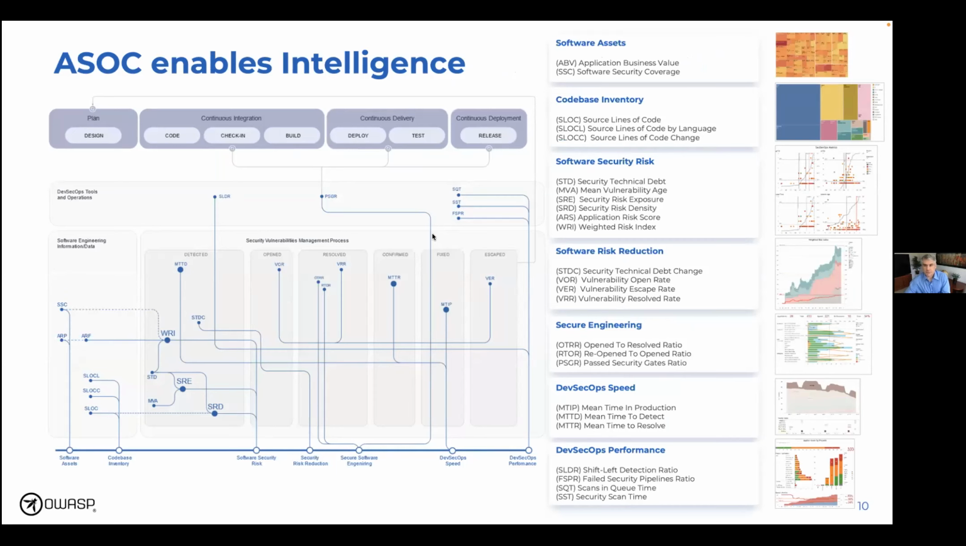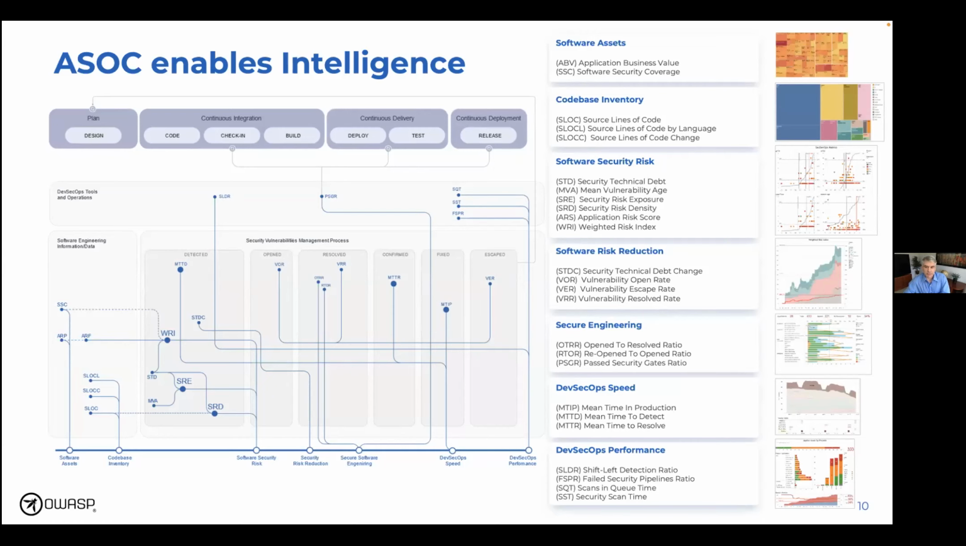It starts from general software assets data available for this application or for a portfolio of applications. It will know all the source code, lines of code, and then it will be able to track security technical debt, which is all vulnerabilities found in this application and not yet resolved.